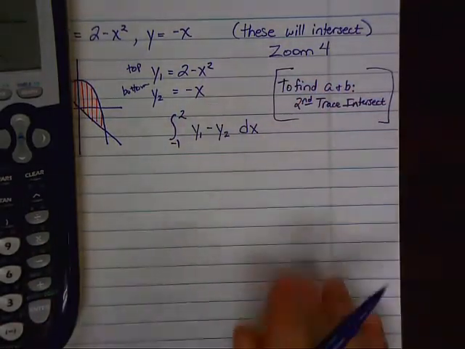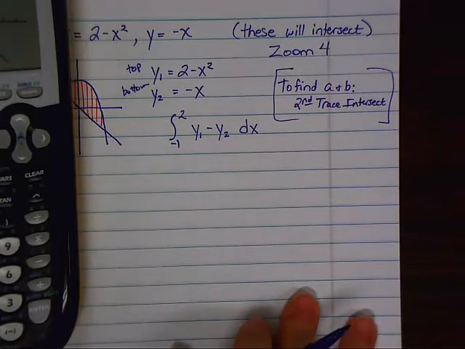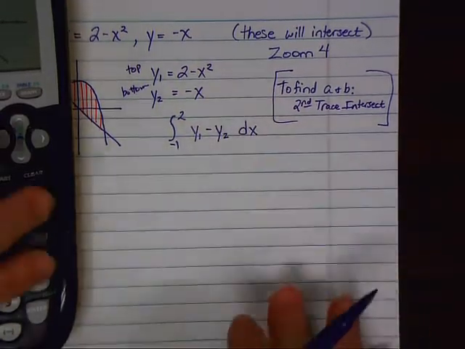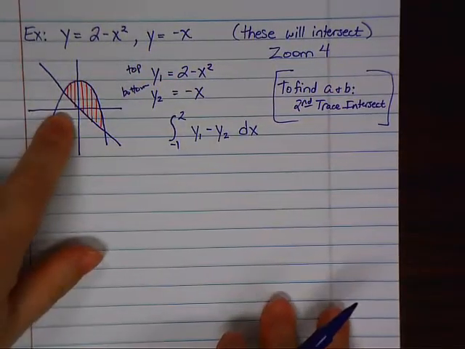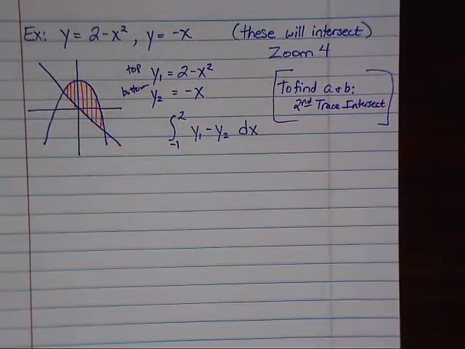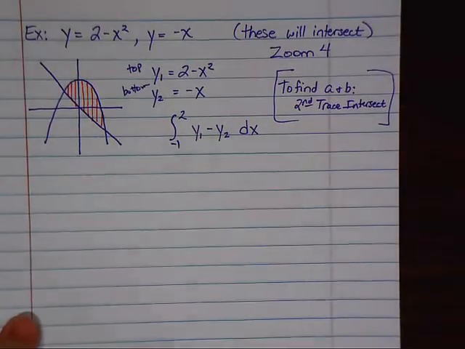And I wrote down how to do it. To find A and B, you do second, trace, and intersect. Okay? I need to ask a very important question since I am totally focusing on calculator today. Let's say that this problem gave you the two functions, gave you the picture, but did not allow you to use a calculator. How could you find the A and the B by hand?